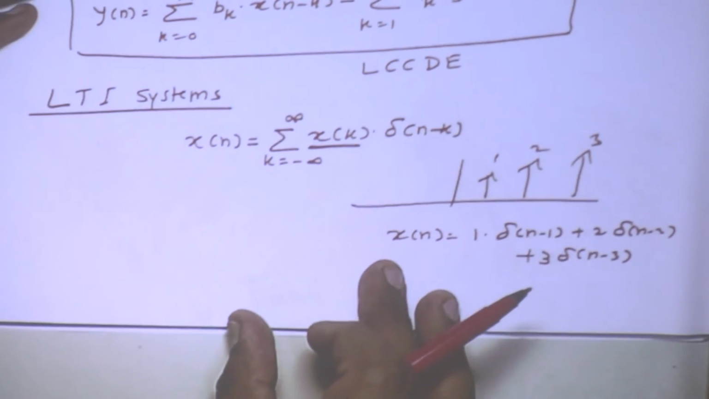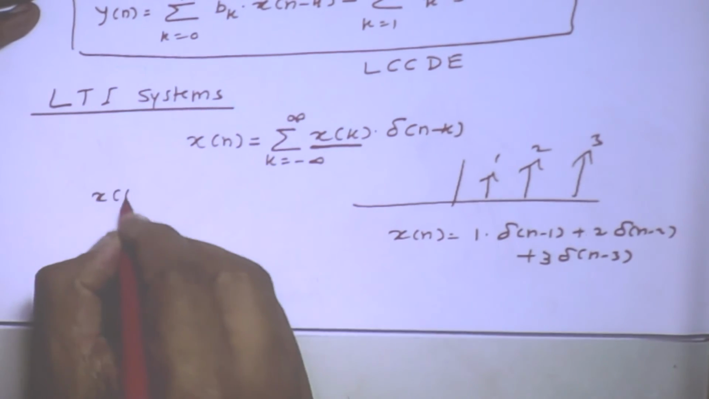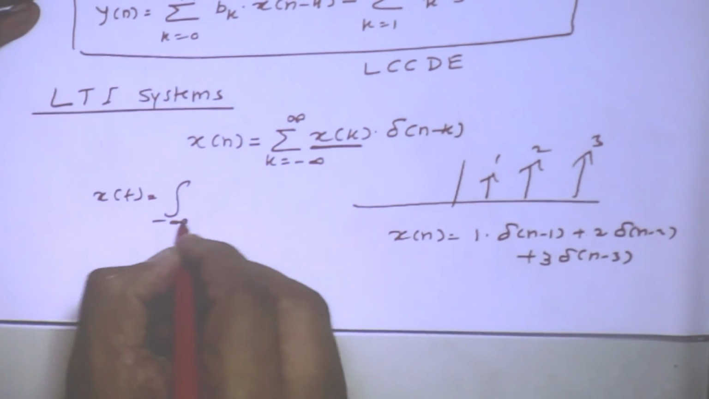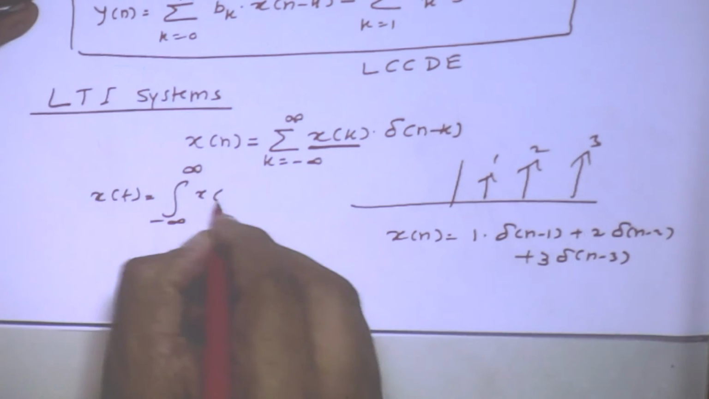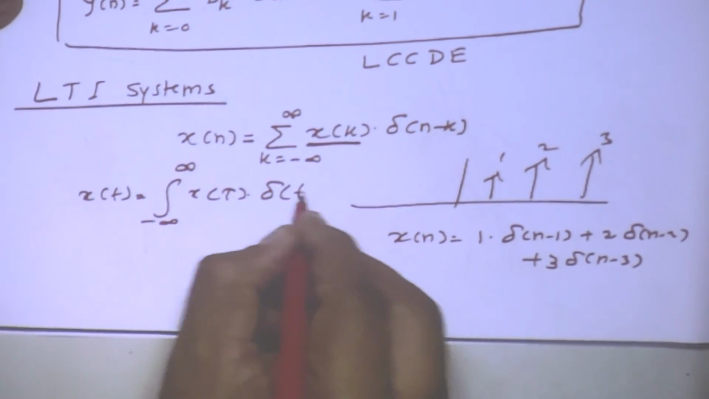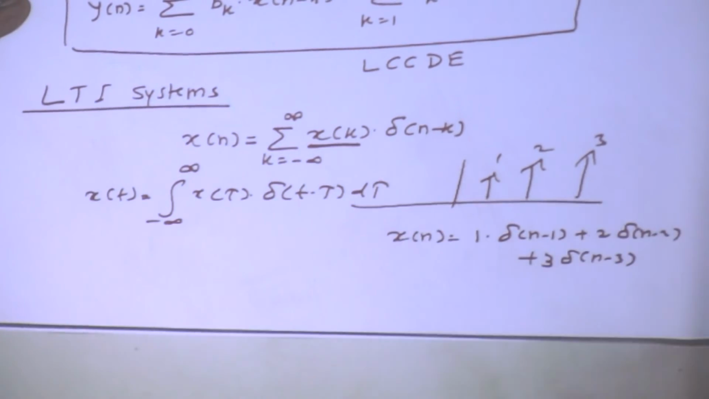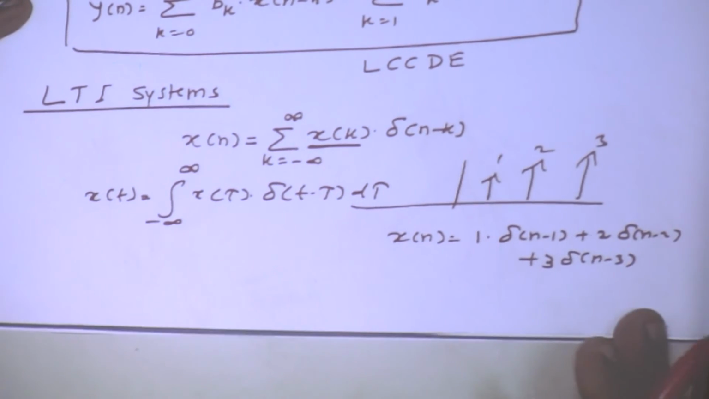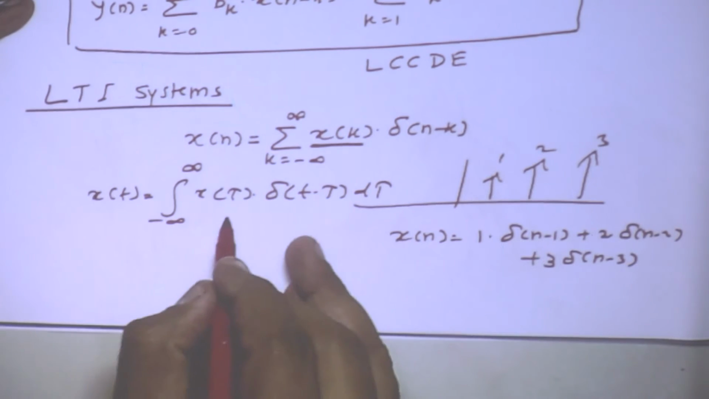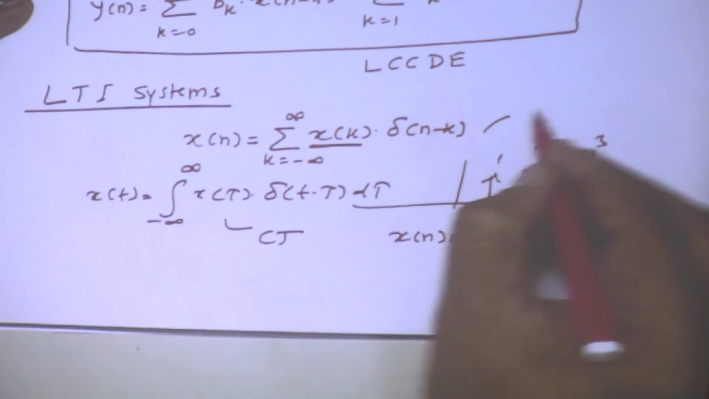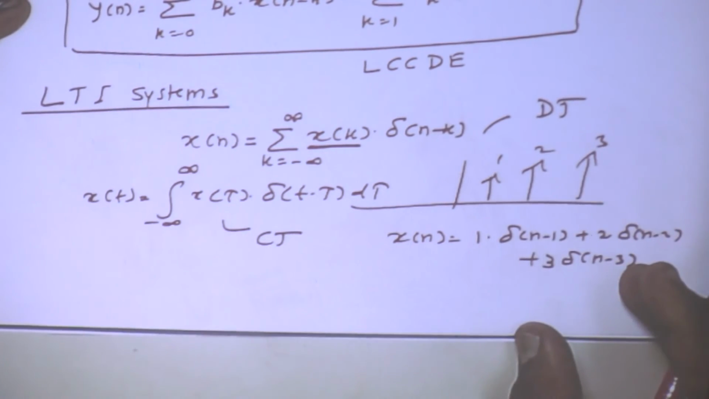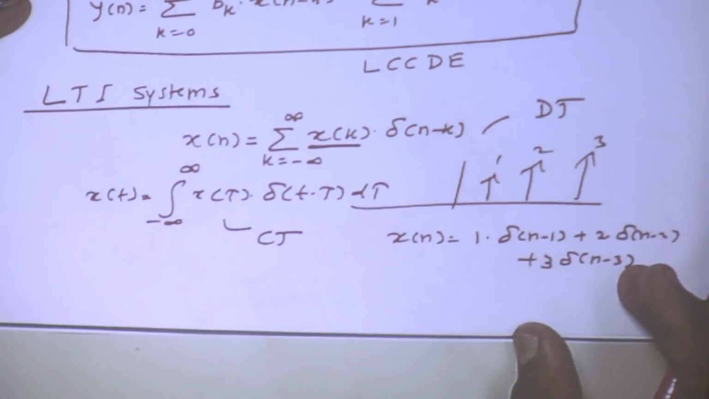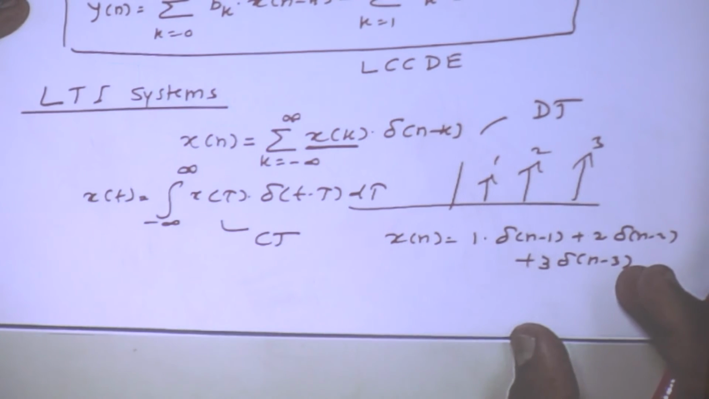Equivalently, if you recollect, we have also written x(t) as the integral from minus infinity to plus infinity of x(tau) delta(t minus tau) d tau. Same. This is with reference to continuous time systems, and this is with reference to discrete time. Any question?